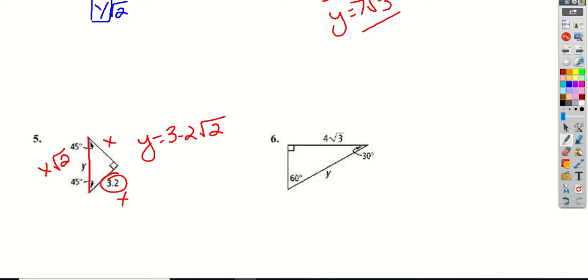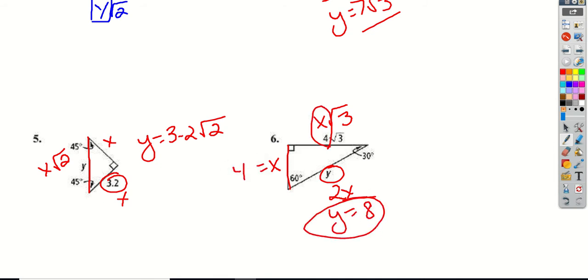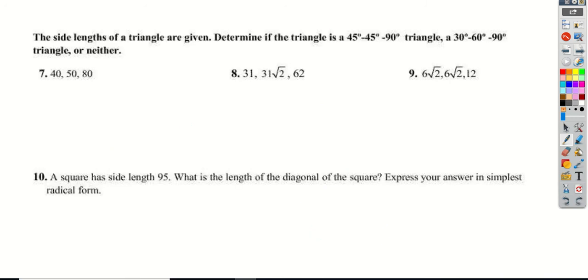All right. Number 6, same thing. Figuring y. I'm going to label my sides. Always start with the shortest one. So that's x. The hypotenuse is 2x. And this becomes, not 2, x times the square root of 3. So this easily tells us that x is equal to 4. And that means that y is equal to 2 times 4, which is 8. That's it. On to the next page.